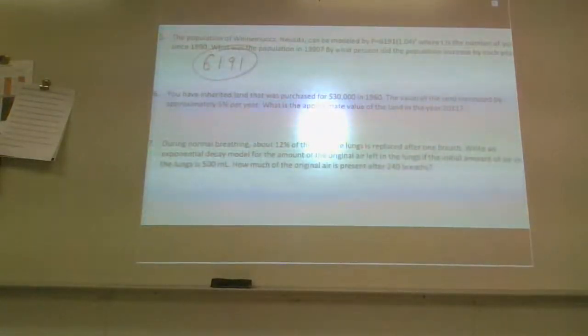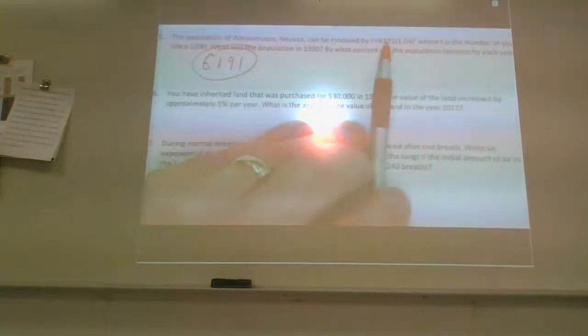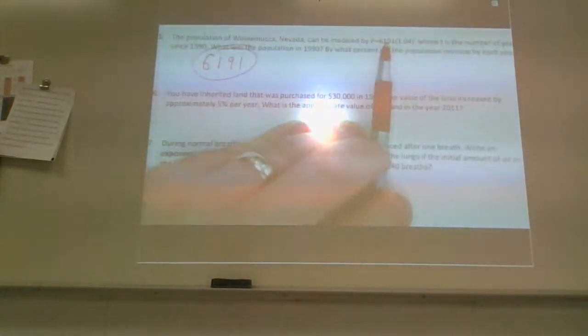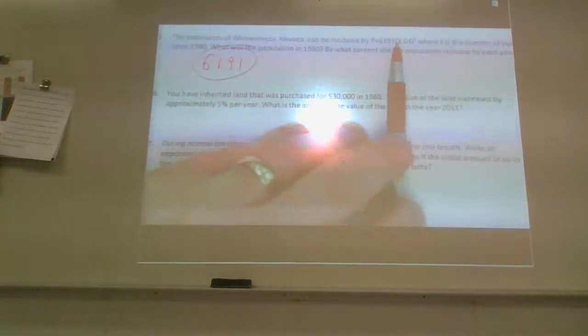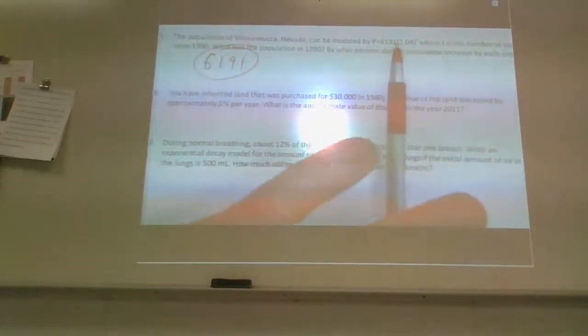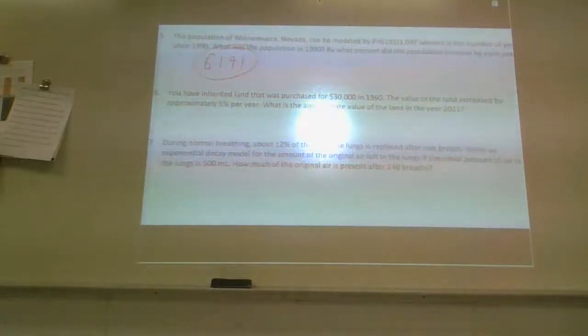It was 6191. Now, there are two ways of determining the population in 1990. First and foremost, the value of A is 6191. Here's a different way. If you're in the year 1990, what do you plug in for T?